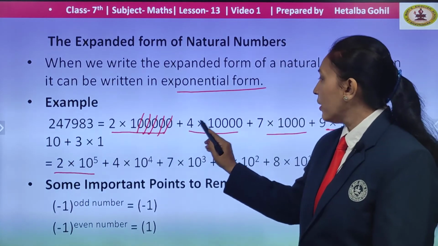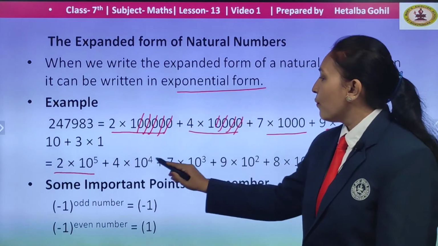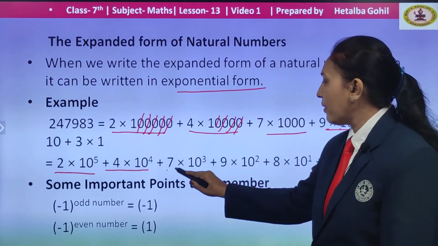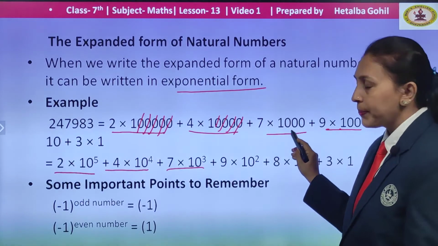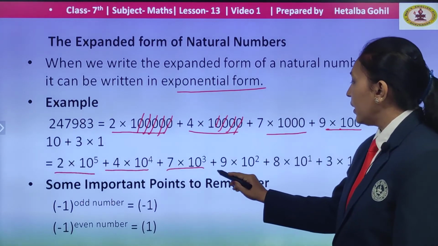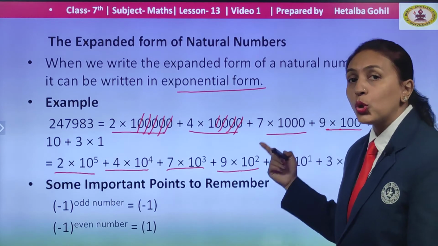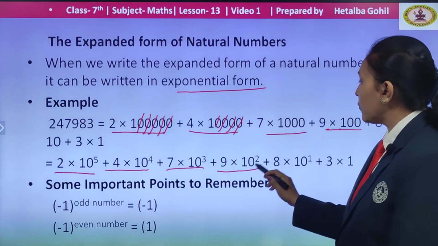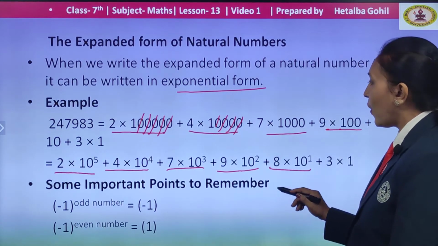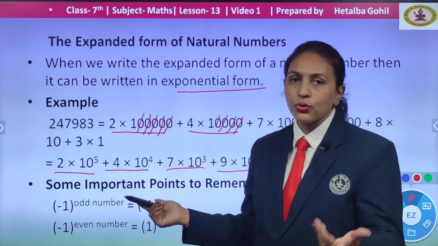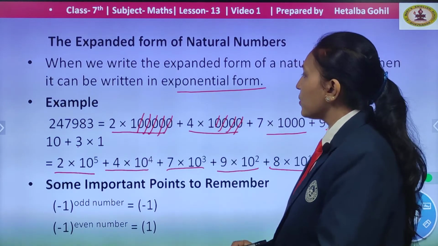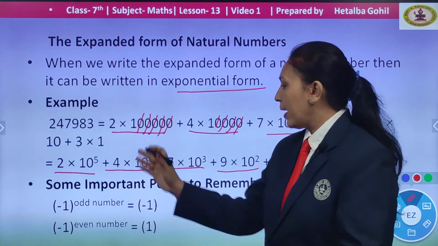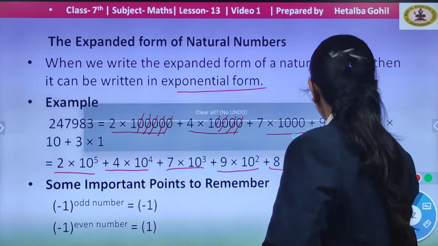Here 4, how many zeros? 1, 2, 3, 4. 4 into 10 raised to 4. 7 into 10 raised to 3, because we have 3 zeros. Here 9 into 20, that is 9 into 10 raised to 2, or you read it as 10 square. Similarly, 8 into 10, that is 8 into 10 raised to 1, and last as usual 3 into 1. So large numbers, when we put them in expanded form, can also be represented in the form of exponential numbers.